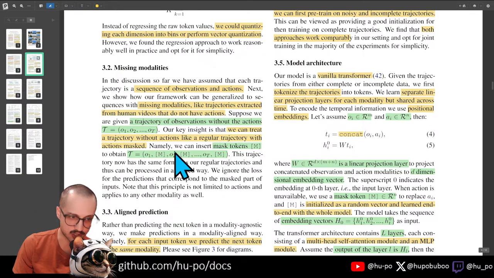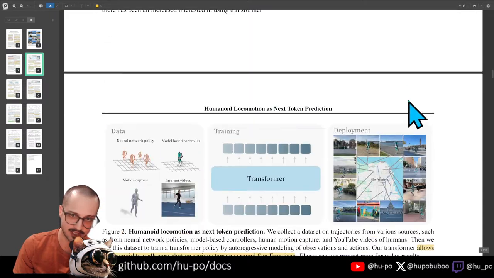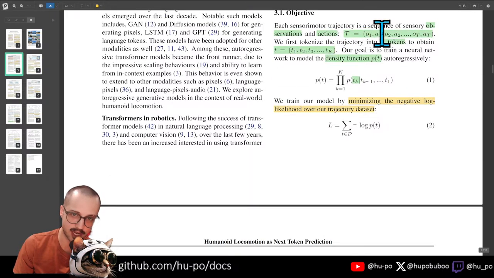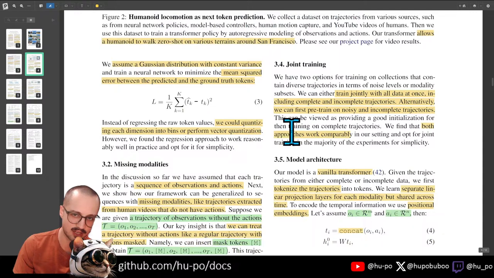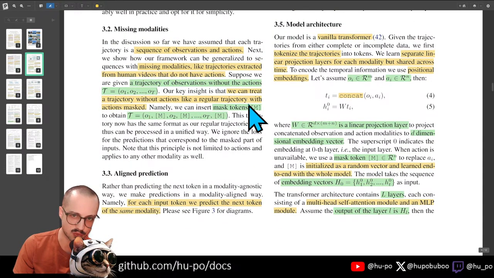Our key insight is that we can treat a trajectory without actions like a regular trajectory with the actions masked. Namely, we can insert a mask token to obtain a trajectory that is exactly what you want here, right? Observation, action, observation, action, except you don't know what the actions are, so you just replace them with mask tokens. Observation, mask token, observation, mask token, observation T, mask token. So basically what they're saying is, we have a big data set. Some of this data set doesn't have actions. So what are we going to do?